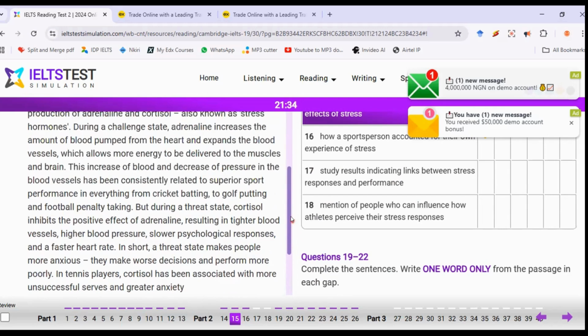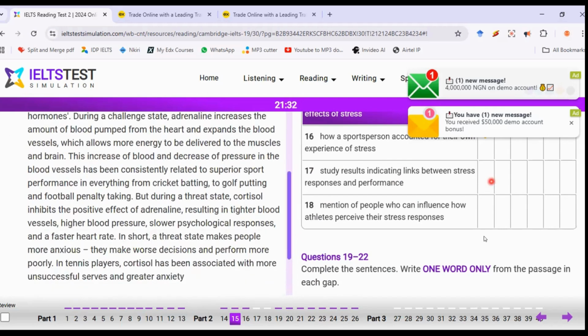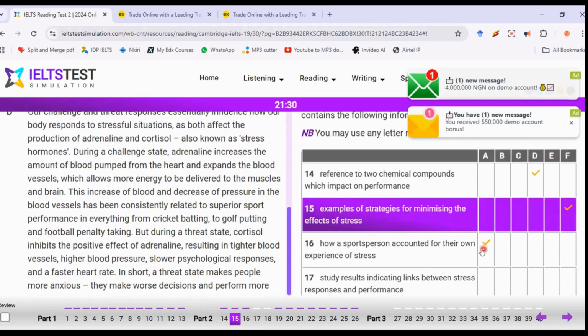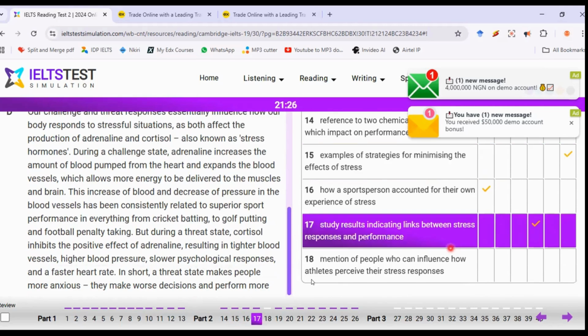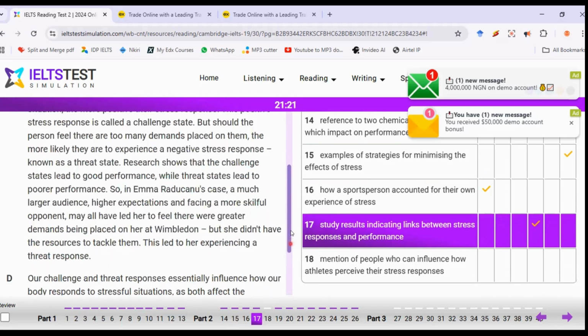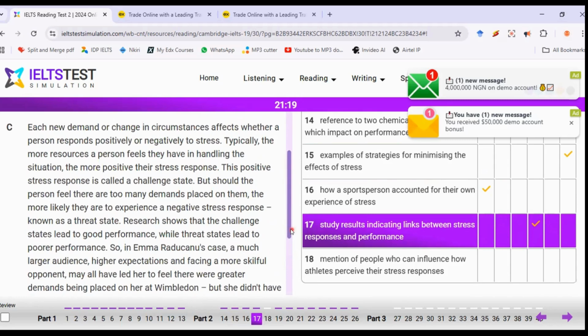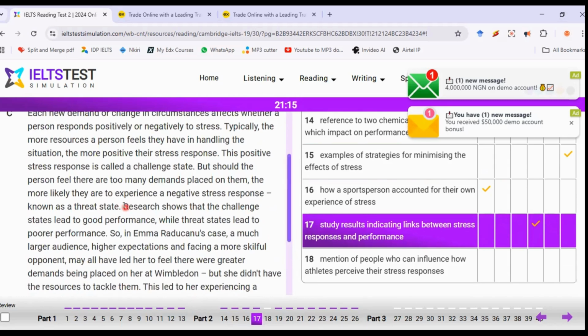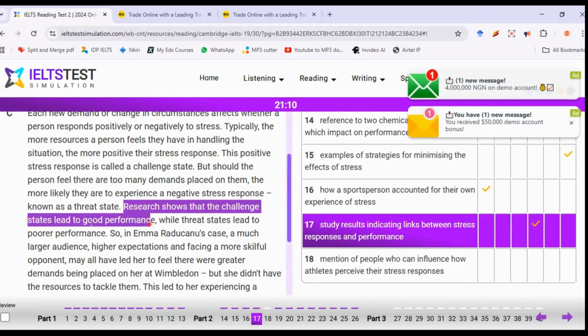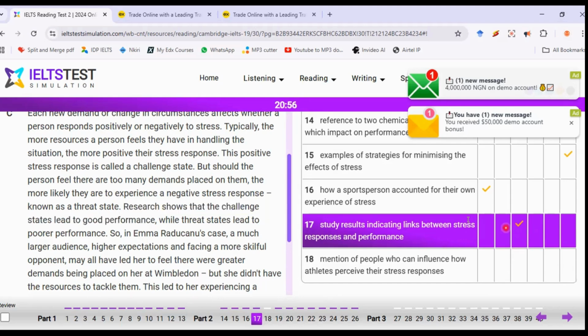I think the answer is going to be paragraph D. Number 17 is going to be paragraph D. I'm not really sure of this 17. Let me check C. Is there anything like, oh, research. Research shows that the challenge leads to good state, leads to good performance. Okay, this one is better actually. Study results indicating links between stress responses and performance. I think I'll change it to C. Number 17, I'll change it to C.